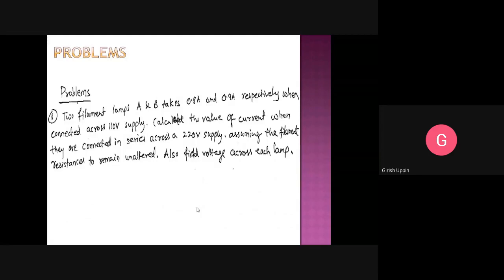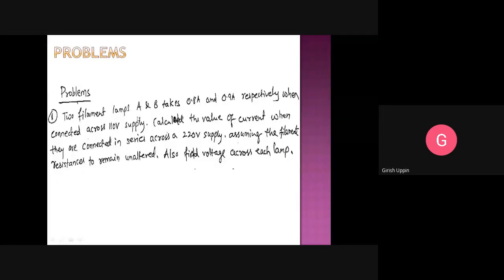We have problems based on this particular concept, that is the series concept. You can note down this particular problem. I will explain. Maybe you can try to solve this problem. Otherwise we will solve it. You can take it as homework. Otherwise we will solve it in the next class.